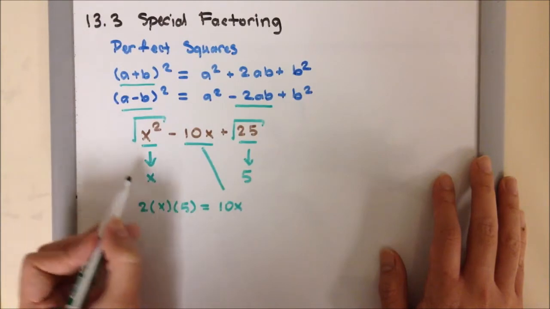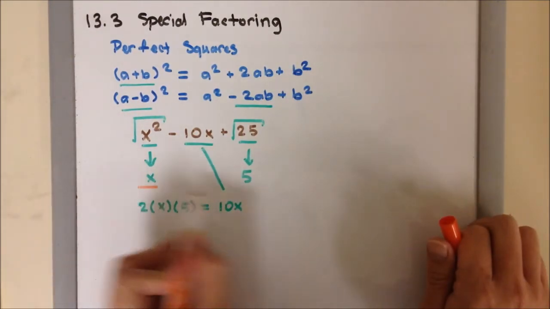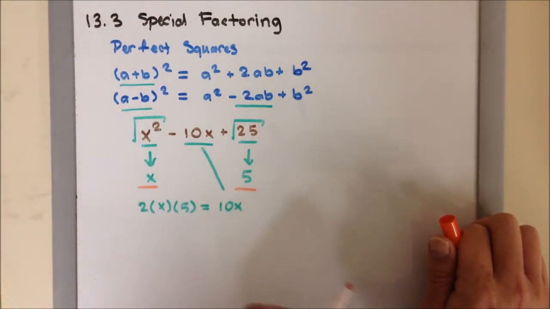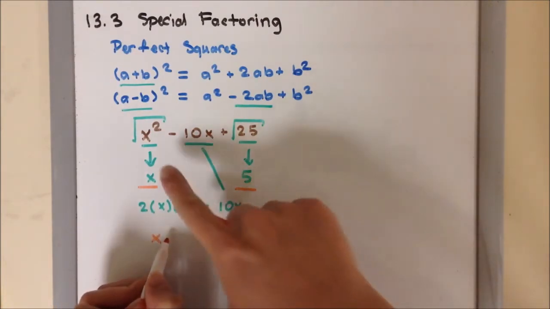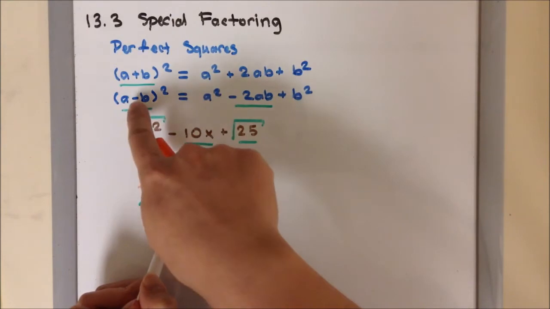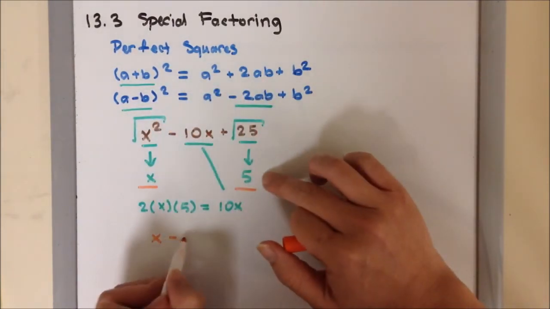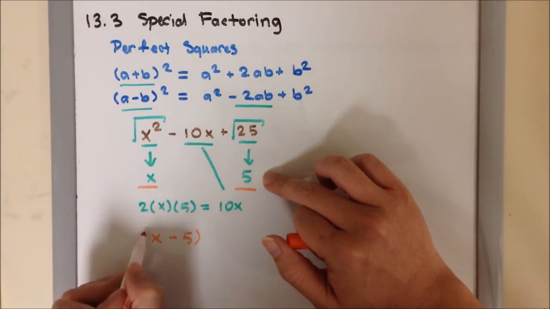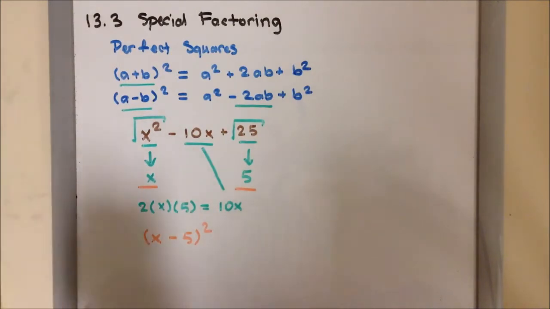So I'm simply going to use my a value, which is x, and then my b value, which is 5. Let me underline that. And then all I'm going to do is write x. Since the middle term is minus, I'm following this format. So minus my b value, which is 5, put it in parentheses, and then put the square. That's all you have to do when factoring a perfect square.